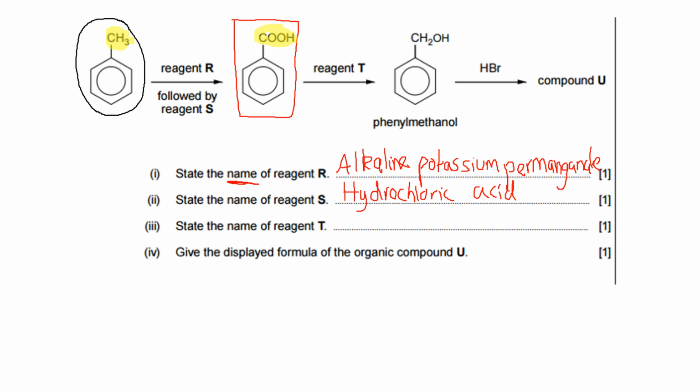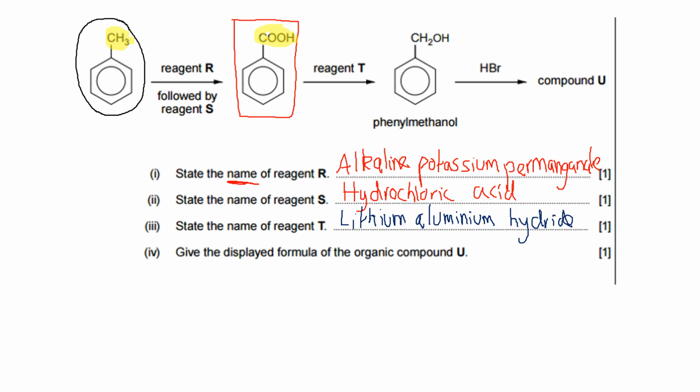And then reagent T is going to convert the carboxylic acid into an alcohol. So reagent T must be a reducing agent capable of reducing a carboxylic acid, so that's lithium aluminium hydride. Don't be tempted to go for sodium borohydride because that's not powerful enough. So lithium aluminium hydride.